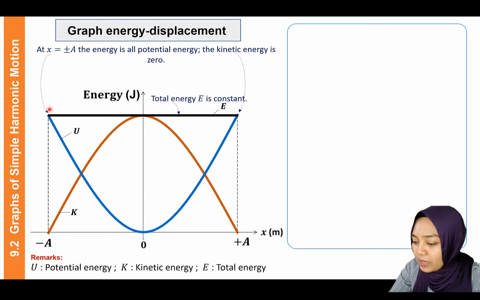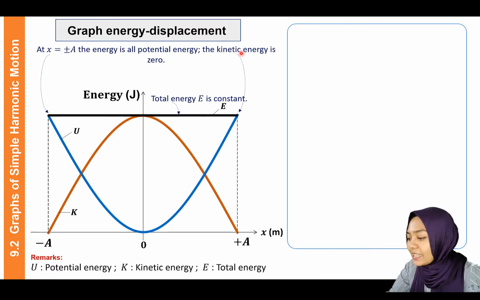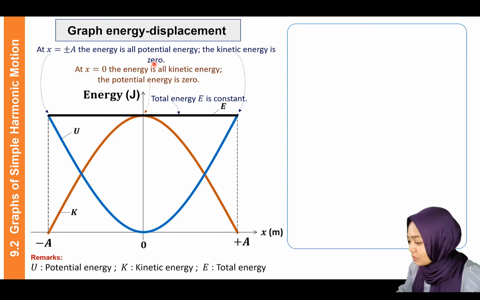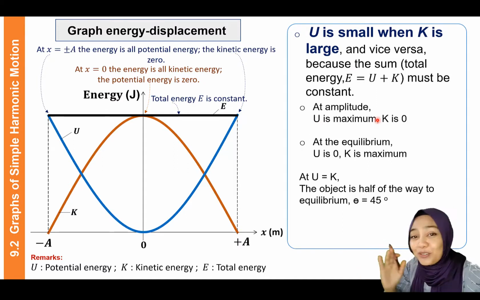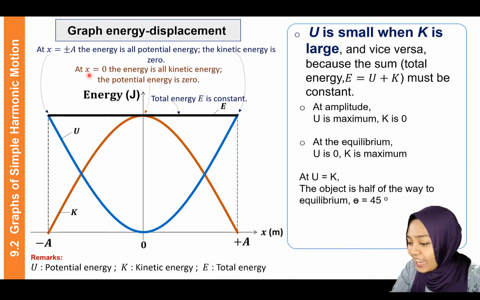Now notice this one. At this point, the amplitude, the energy is all potential energy and the kinetic energy is 0. So I can put it in a simpler form: at amplitude, U is maximum and K is 0 joule. And then at x equals 0, which is at the equilibrium, the energy is all kinetic energy and the potential energy is 0. So I put it like this: at equilibrium, U is 0, K is maximum.